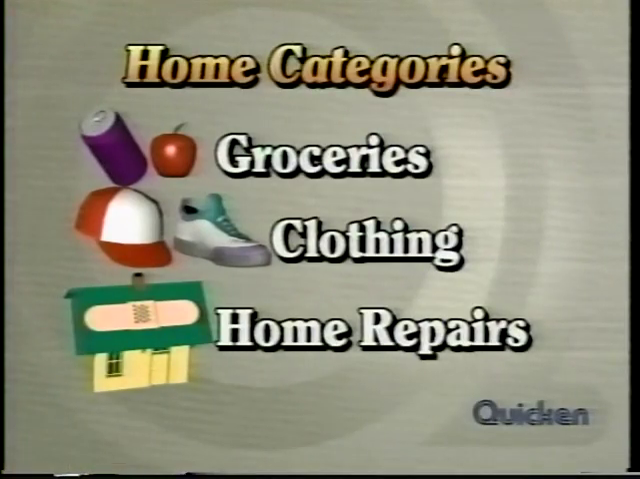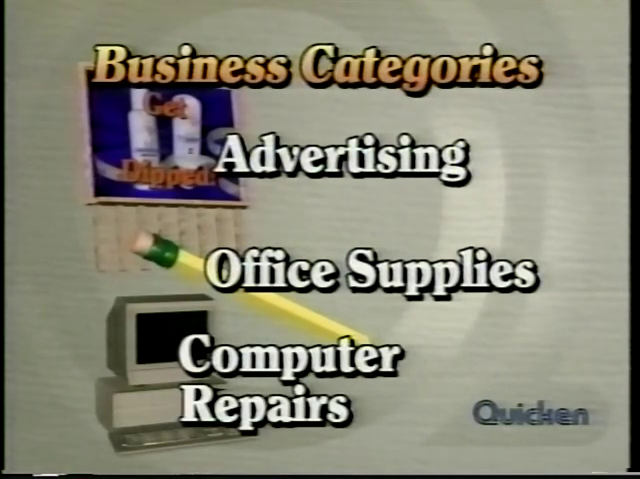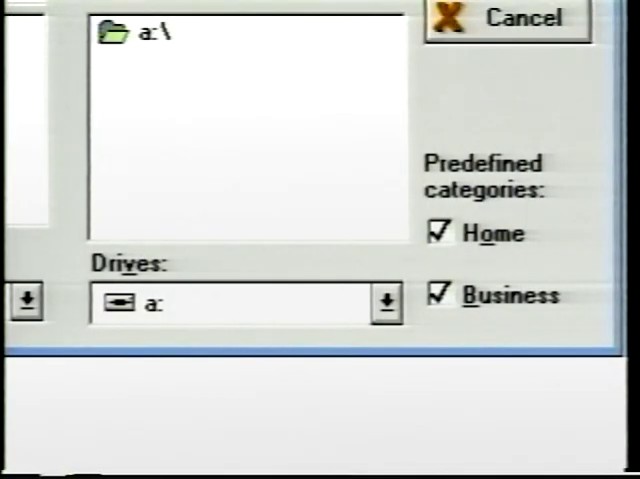Professor, what is the difference between home and business categories? Well, home categories include expenses like groceries or clothing. Some typical business categories would be advertising or office supplies. The check marks you see next to these options indicate these options are active.